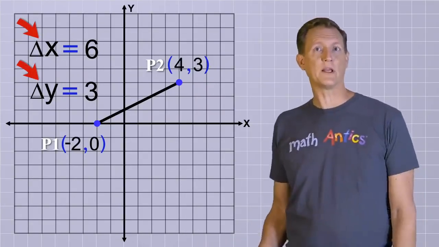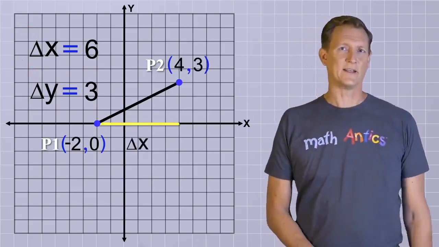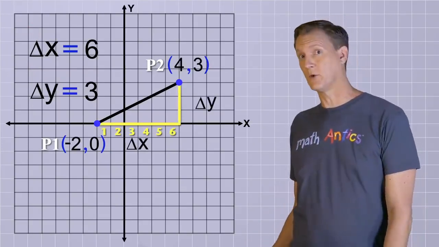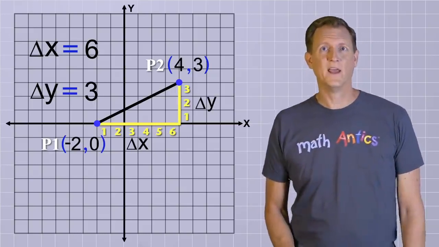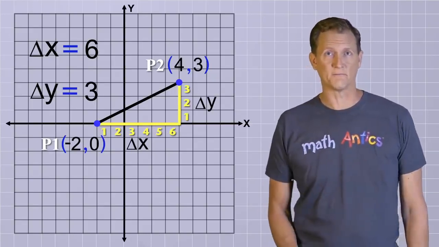And you can confirm that we got them correct by looking at our graph. The length of the delta x side is 6 units, and the length of the delta y side is 3 units. Now let's plug those delta values into the equations for slope and distance.